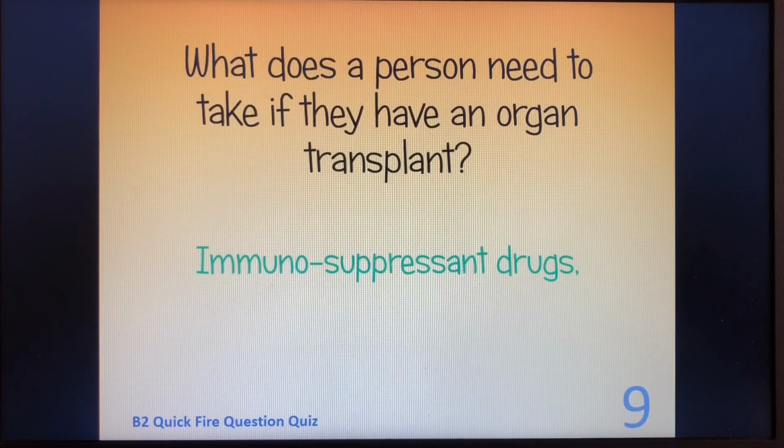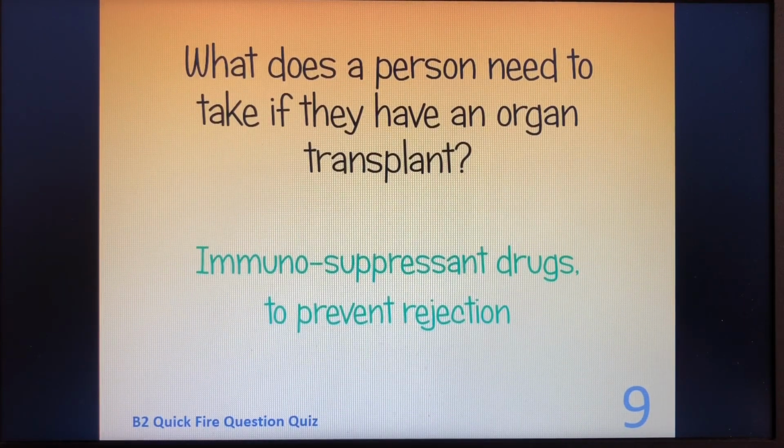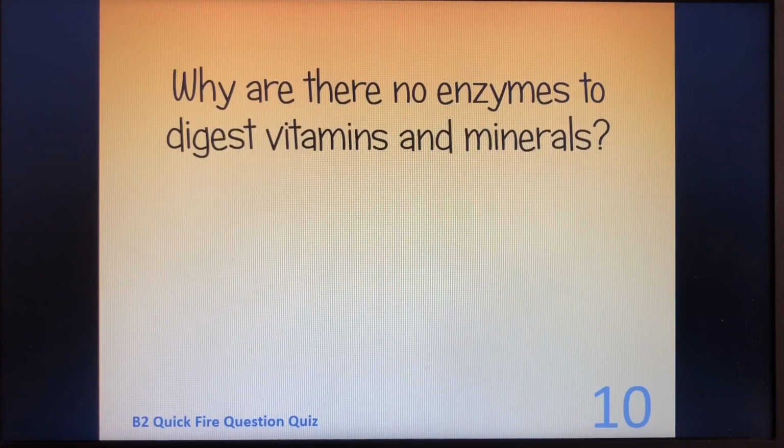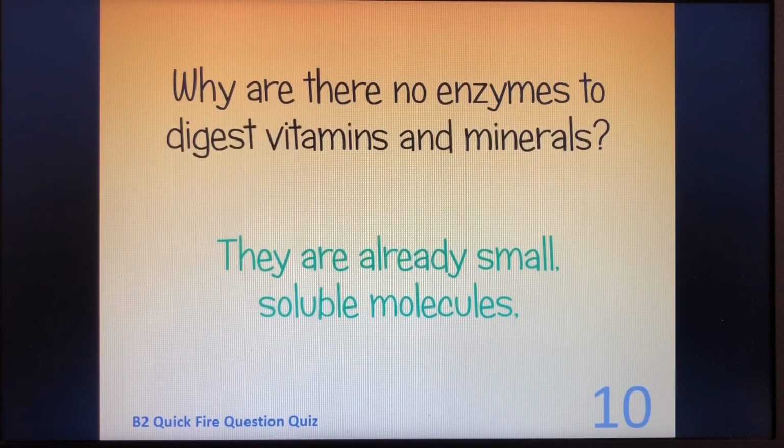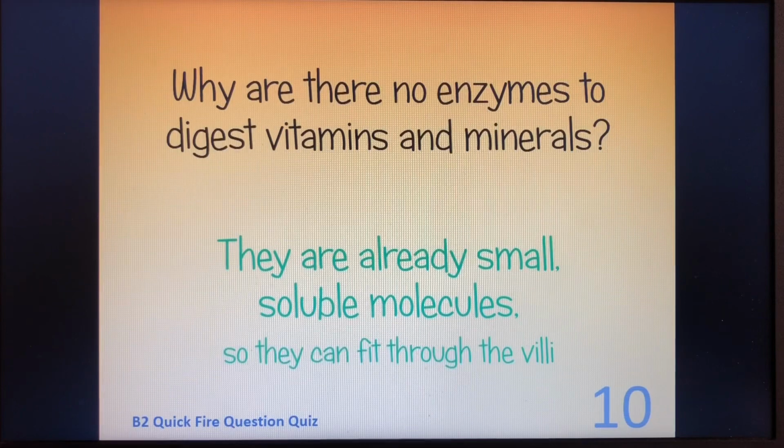Moving on to question 10. Why are there no enzymes to digest vitamins and minerals? Why are there no enzymes to digest, means break down, vitamins and minerals? And the answer is they're already small and soluble. This means that they can pass straight into the blood without any need for breaking down further because they are soluble. That means they can dissolve and they are really, really small. Moving on to question 11.